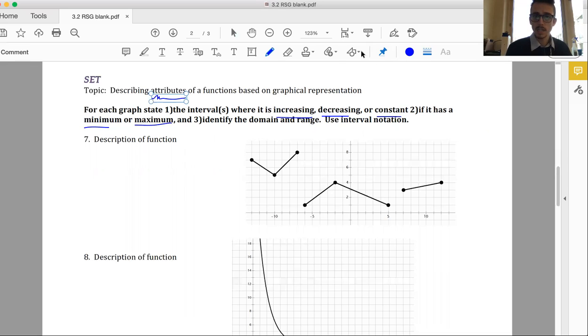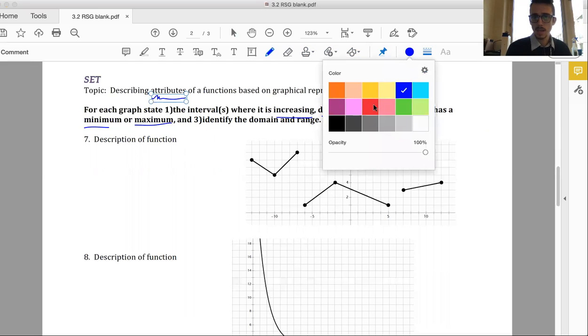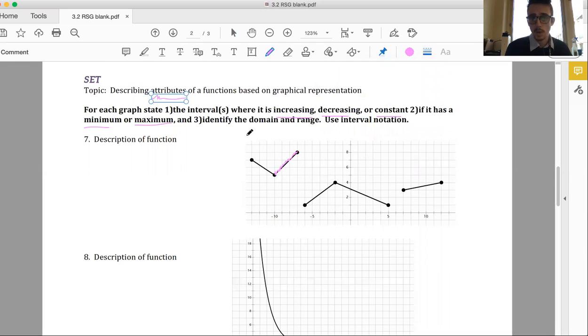So I'm going to highlight in pink where we're seeing the interval increasing. I know that from here to here is increasing, and I know this because it's going up and to the right. So where it's increasing occurs from -10 all the way to this coordinate here, which is -9, -8, -7. So from -10 to -7. And since we want to include those endpoints, we'll use brackets.